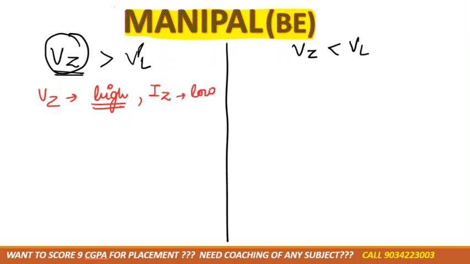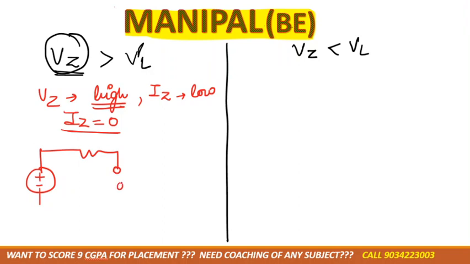So how low can it be? As low as possible, that would be 0. So we can consider Iz as 0. Iz as 0 means no current is flowing across the zener diode, correct? So in this case, if no current is flowing across the zener diode, the zener diode will behave as an open circuit. Only then will no current flow.